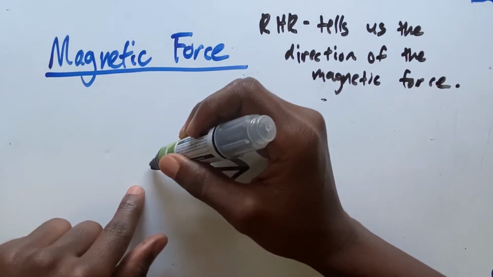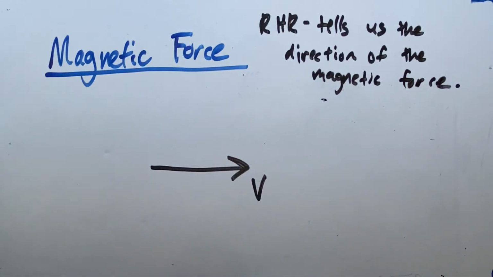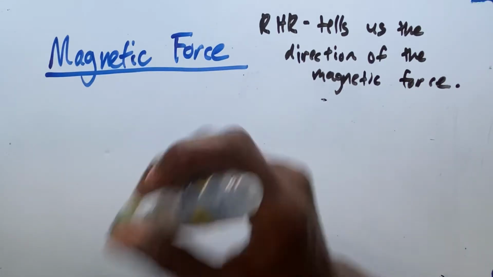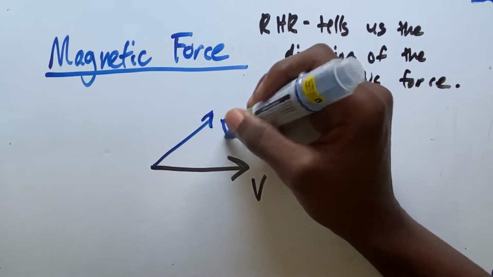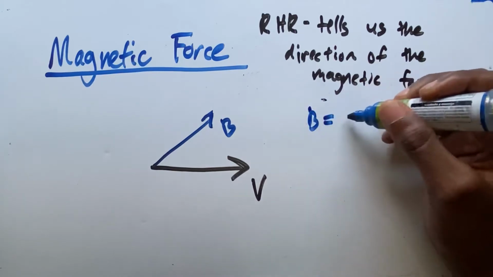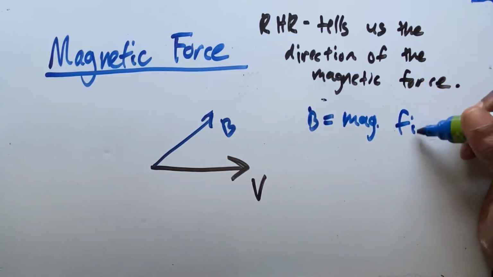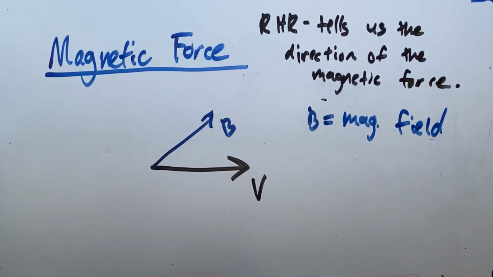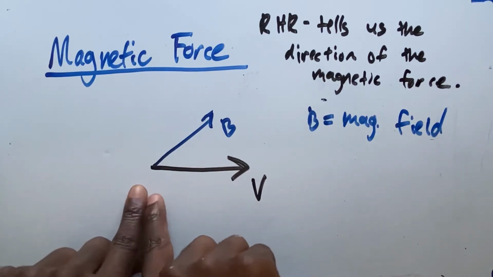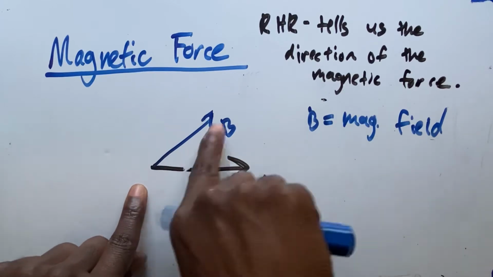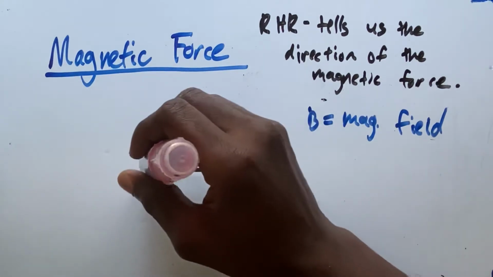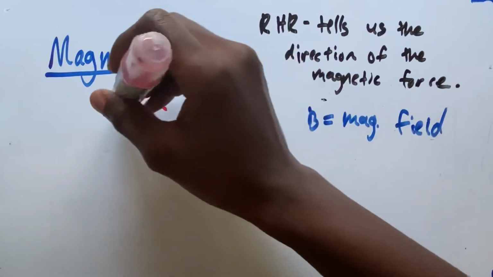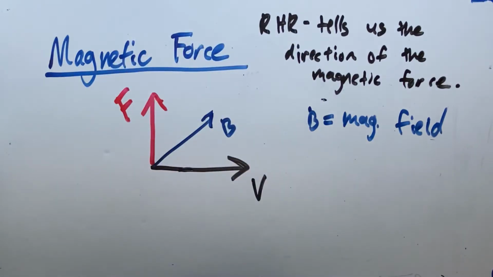And then let's say the magnetic field, I'm going to use blue for that. And we use the letter B for magnetic field. So B equals magnetic field. So if the current's going this way and the magnetic field is going basically perpendicular with the current, then the force is going to be upwards. Boom. That's going to be the force.